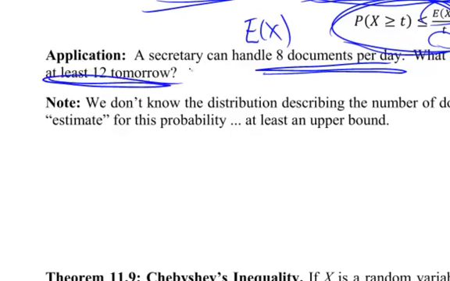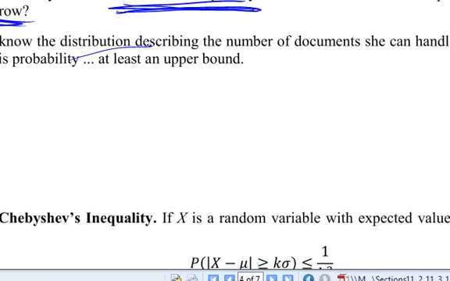We had a similar problem, I think in homework set 6, but we knew the distribution of how many documents she could do per day was Poisson. But we don't know that here. We can assume, but we don't know. So the best I can do is get an estimate. We don't know the distribution, so we must get an estimate.